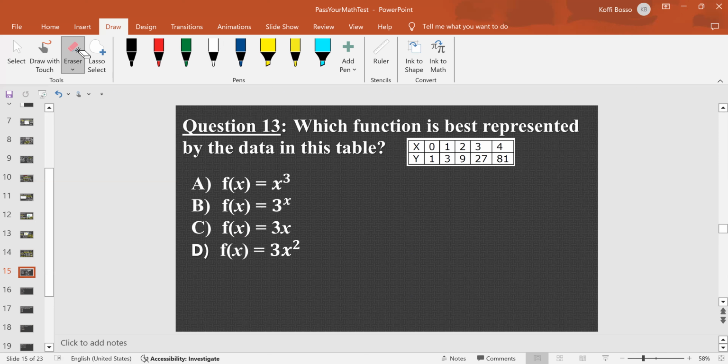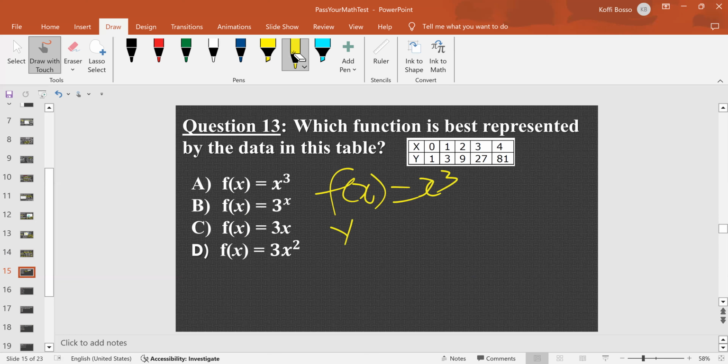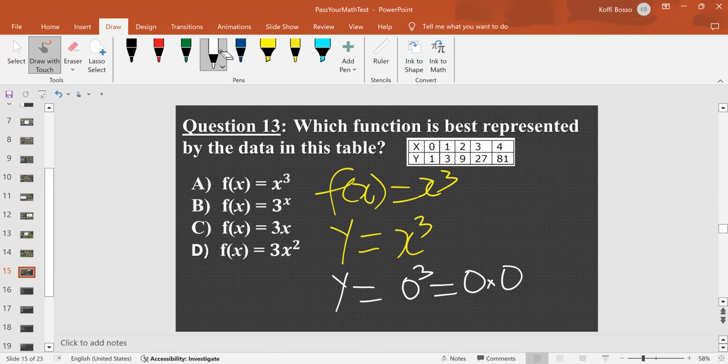So if I take A, for A, we have f of x equals x to the third power. Understand that this is the same as saying y is equal to x to the third power. So f of x is the name of the function, but it's a y. Okay, so if I replace x by 0 in this, can I get 1 for y? Let's check. So can we say that y equals 0 to the third power? What is 0 to the third power? 0 to the third power means 0 multiplied by 0 multiplied by 0, which is 0.